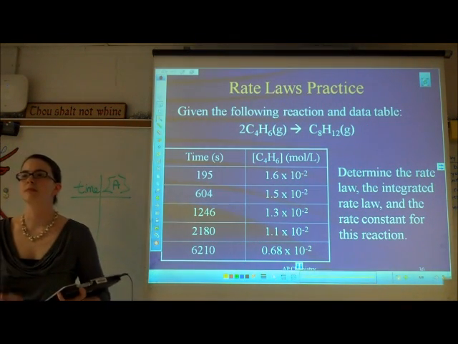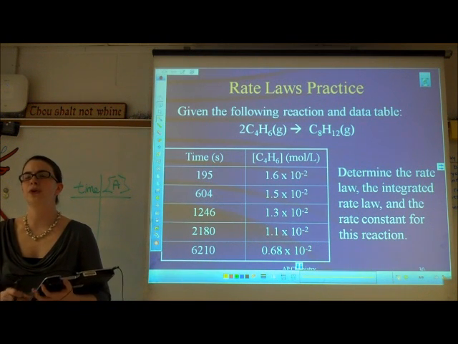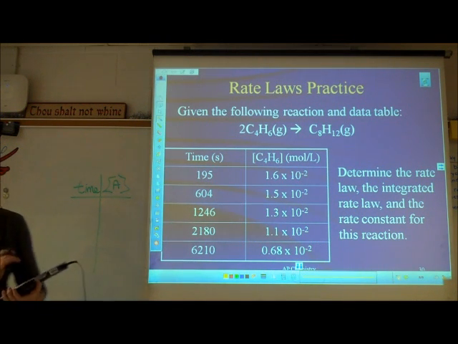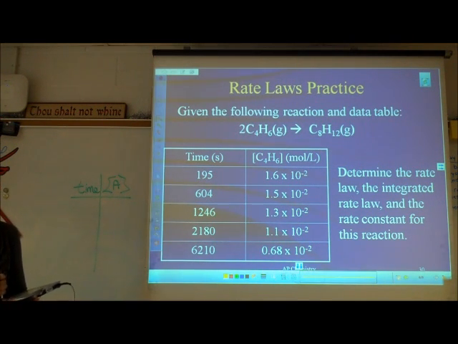So, what's the moral of the story? What can you tell me about this data? It's second order. Determine the rate law. Okay, fine. That's easy now. Rate equals K. You don't have to call it A because we actually know what the reactant is. To the second power.